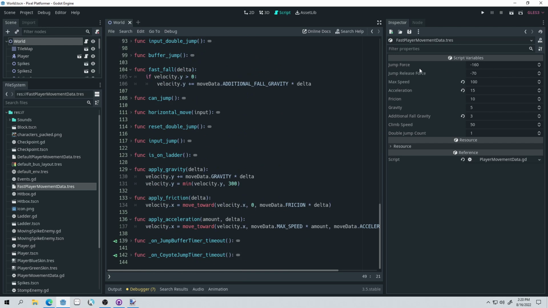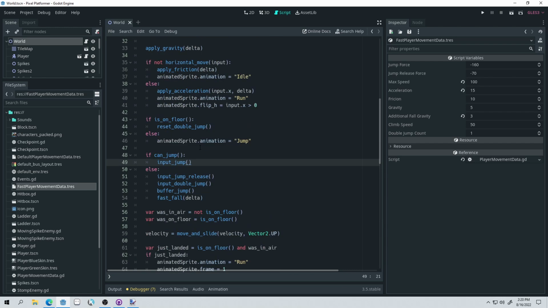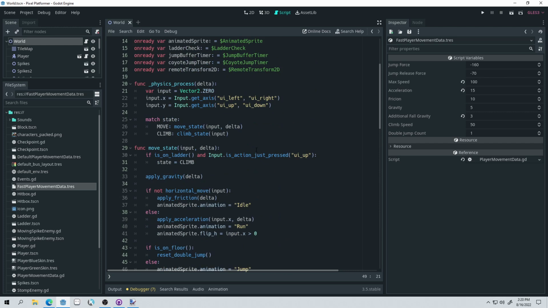Okay. So let's go through these. Our jump force, our jump release force, those can be the same. Our max speed, that can also be the same because our move and slide is already multiplying that value by delta. So we're not doing it. Our acceleration, on the other hand, needs to be adjusted to account for the fact that we're multiplying it by delta now. And all we have to do is multiply this by 60. And you can do this right in the editor. So times 60, enter. It's 900.